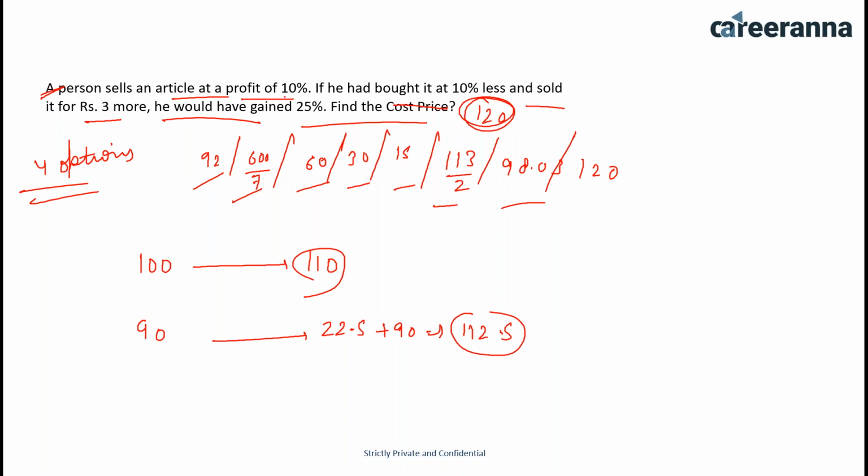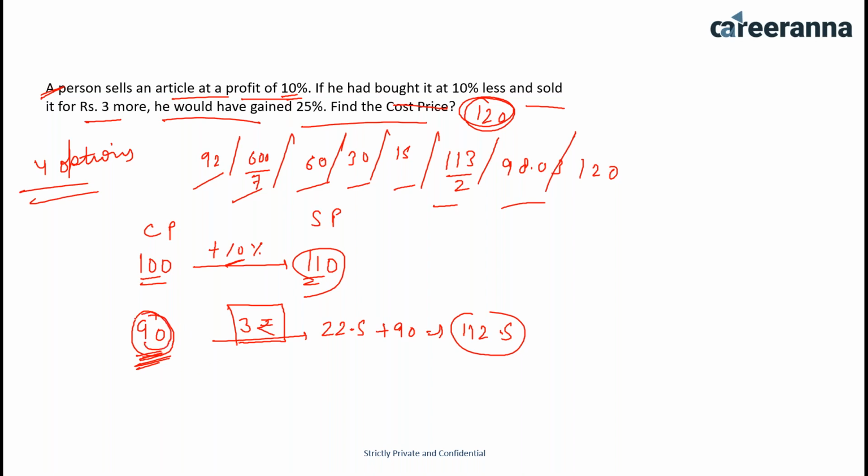Okay, as per the question, he sold an article at a 10% profit. So I assume the cost price to be this. Selling price would be this. Is it clear? Please be very quick. Yes. Now, as per the question, if he had bought it at 10% less, this is the new cost price, 90, and sold it for 3 rupees more. These 3 rupees are not in percentage, so I won't touch it. He would have gained 25%.